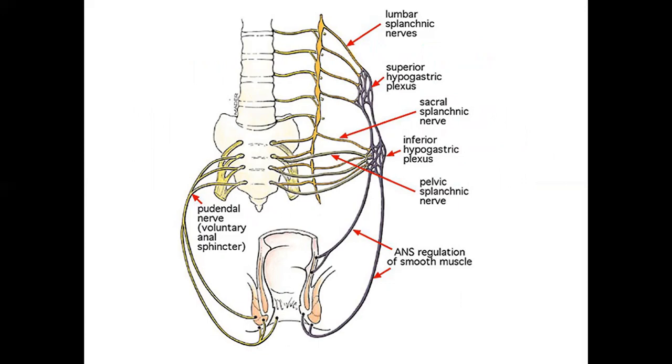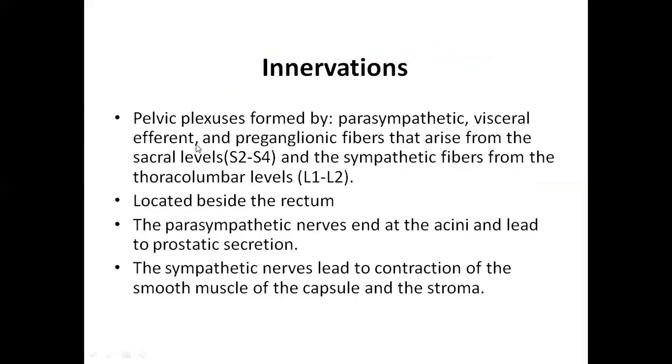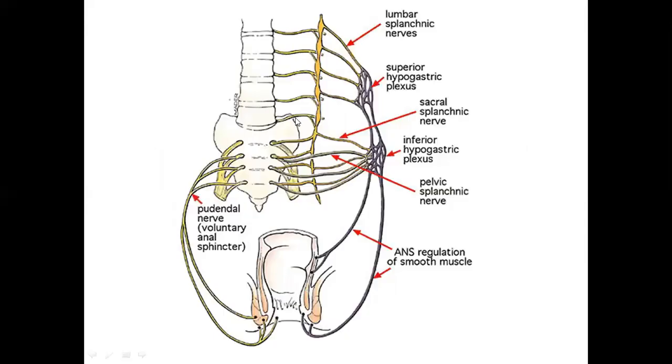You will understand much better there. We have pelvic splanchnic nerves, sacral splanchnic nerves, inferior hypogastric nerves supplying here. The pelvic plexus is formed by parasympathetic visceral efferent preganglionic fibers that arise from sacral levels and the sympathetic fibers from thoracolumbar levels. Located beside the rectum, parasympathetic nerves end in the acini and lead to prostatic secretion. Sympathetic nerves lead to contraction of smooth muscle of the capsule and stroma. Don't worry, we are going to have a separate lecture in the abdominal part of the autonomic nervous system, then you will understand it.